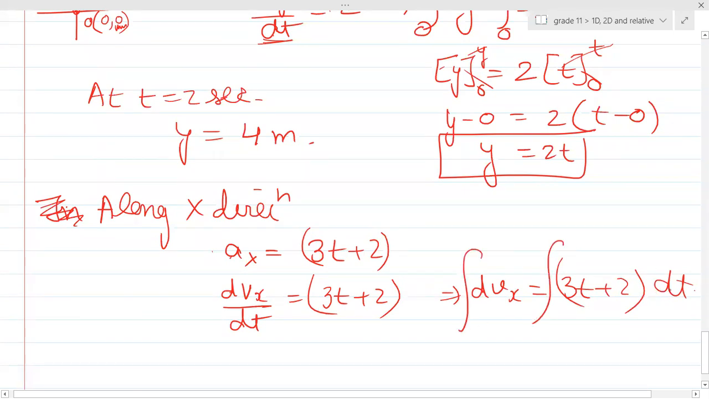Can anyone tell me what is the variable on the right hand side? The variable on the right side of the integration is basically time, and the variable on the left hand side of the integration is velocity, the x component of velocity.